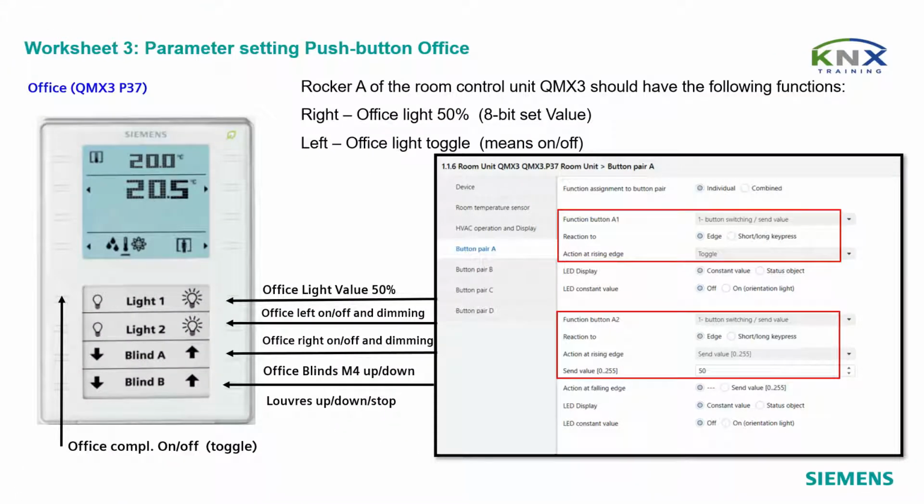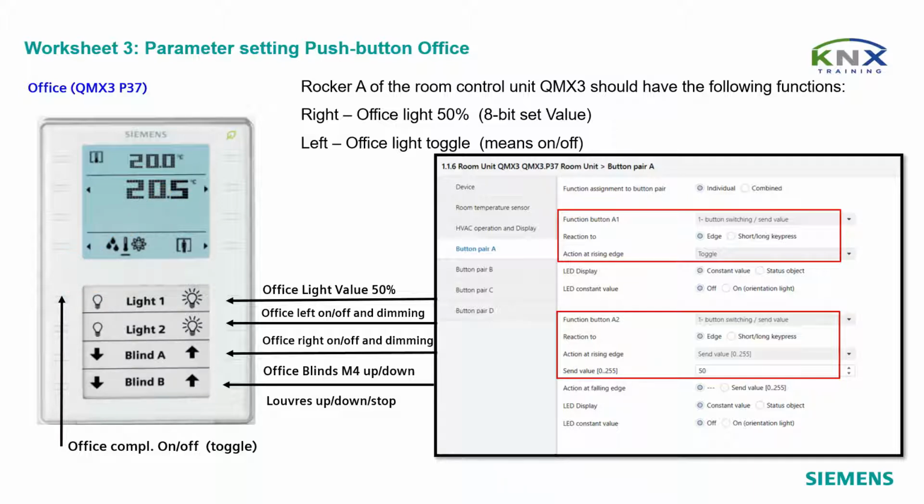Parameter setting push button office. Rocker A of the room control unit QMX3 should have the following functions. Right button, office light 50%, 8-bit set value. Left, office light toggle, means on-off with one button.